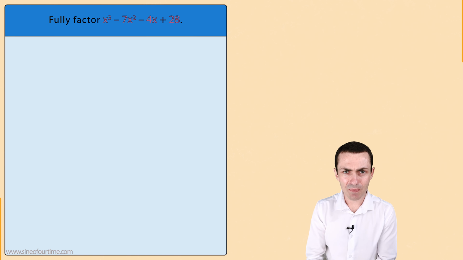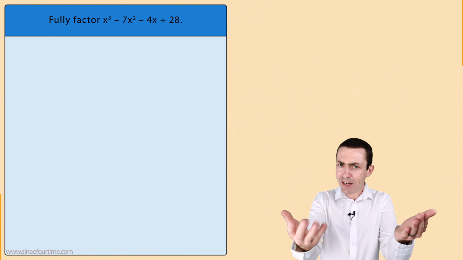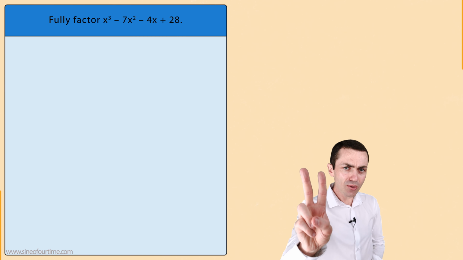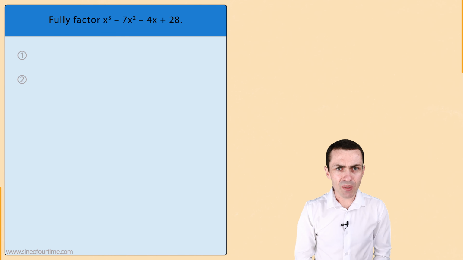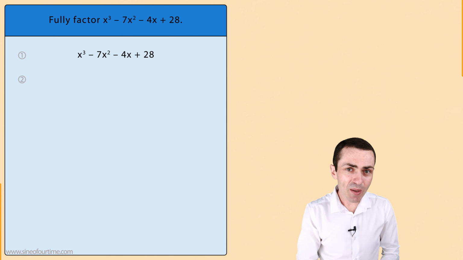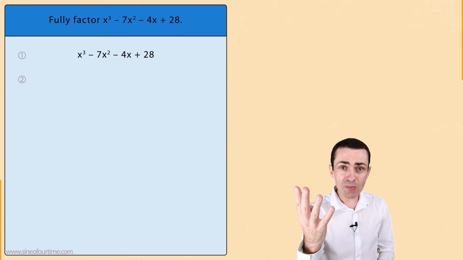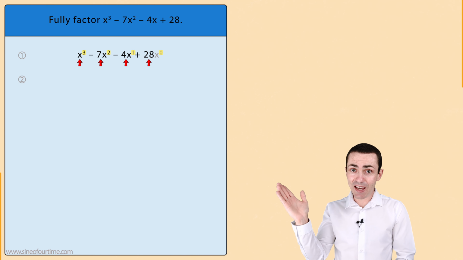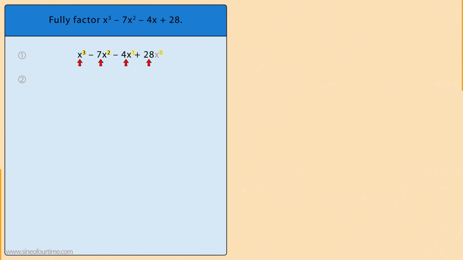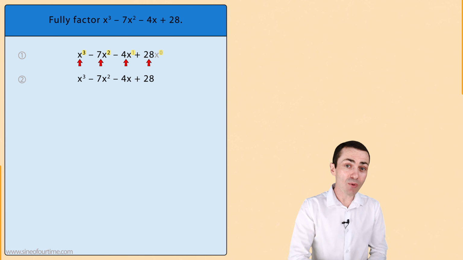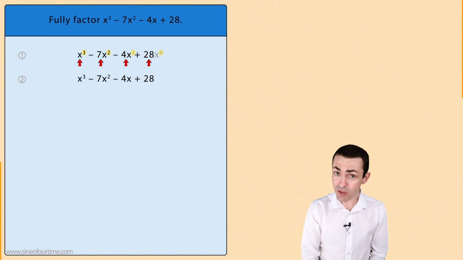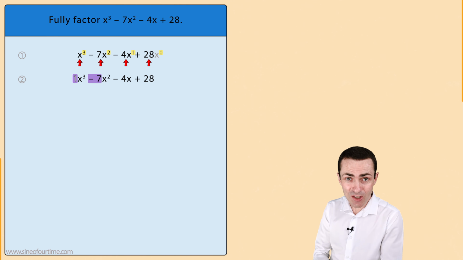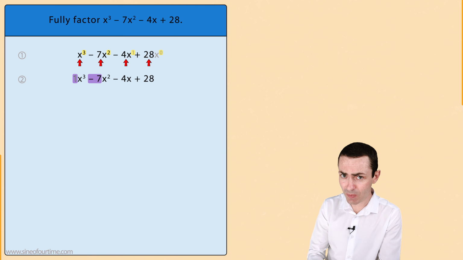Now, in order to use factoring by grouping, there are two conditions that need to be met. The first is that the cubic polynomial must have 4 terms and each of the terms must have a different degree of x, which is the case in this example. The second condition is that the ratio of the coefficients of the first two terms must be equal to the ratio of the coefficients of the last two terms.